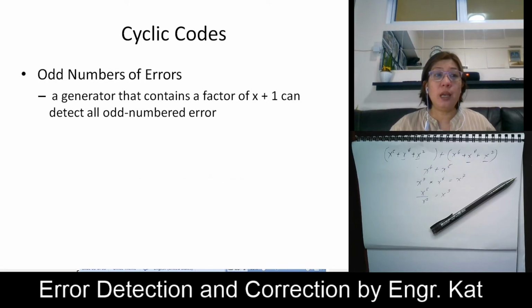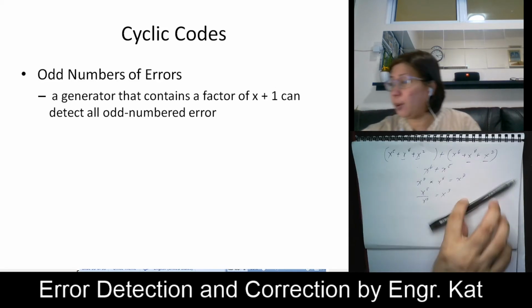Next is odd numbers of errors. A generator that contains a factor of X plus 1 is guaranteed to detect all odd numbered errors. This means we need to make X plus 1 a factor of the generator. Note that we are not saying that the generator itself is X plus 1. If our generator were X plus 1, it could not catch two adjacent isolated errors.